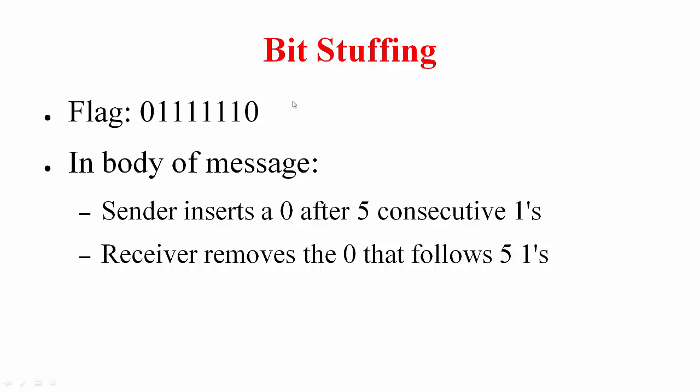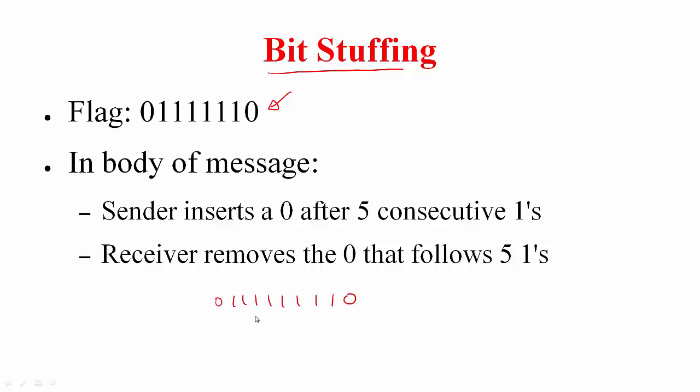The other approach that is used in bit-oriented protocols is bit stuffing. So for example, if the flag were this, and this flag were to appear in the body of the message, you basically do the following. The sender inserts a 0 after 5 consecutive ones, and the receiver removes the 0 that follows 5 consecutive ones. By doing this, you are ensuring that 6 consecutive ones never appear in the body of the message. That way the flag itself doesn't appear as part of the body.